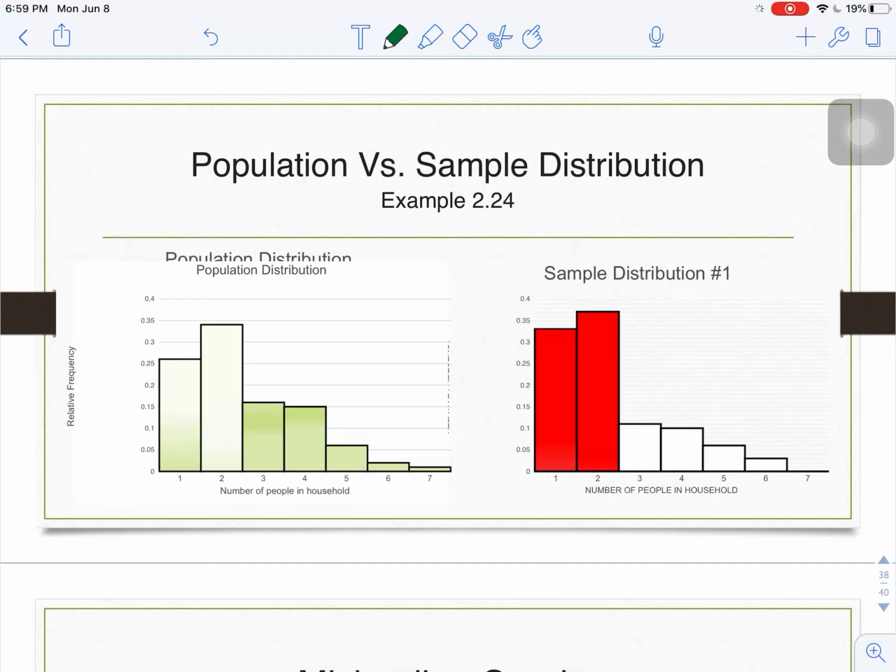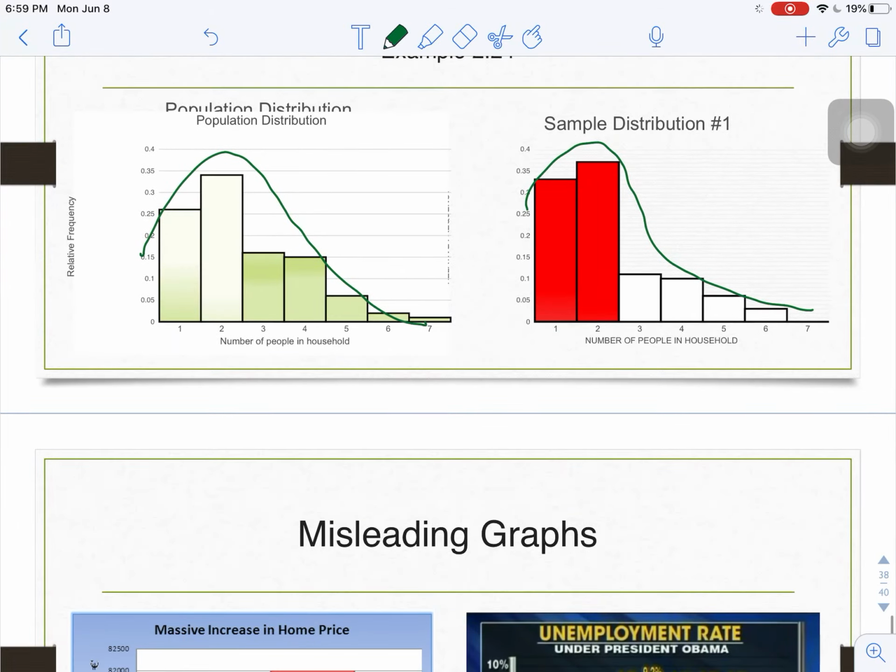So here we have some examples. When we're looking at the population distribution, it's going to be like that. Notice how the graph here is similar, but not quite the same.